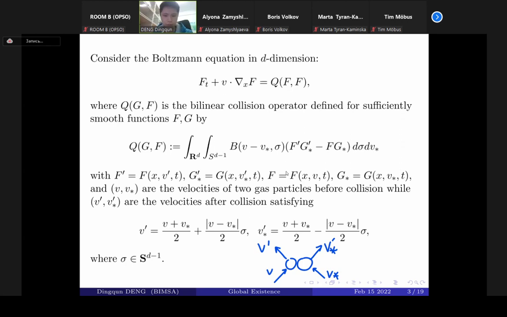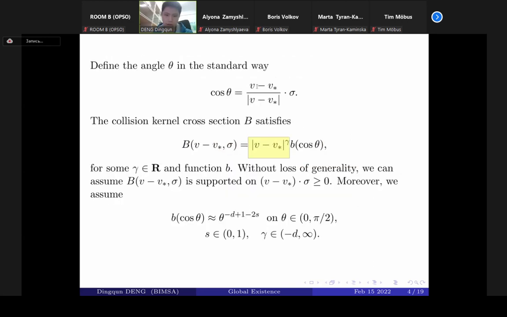All right, so next we may give an introduction of this B function. The B function will be defined by the relative velocity to the power of gamma times another function b of cosine theta. Here theta is the angle between v minus v star and some direction sigma.